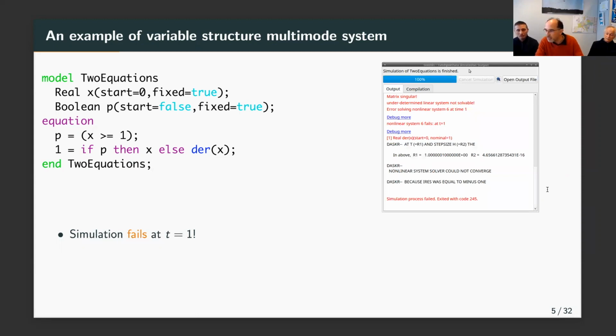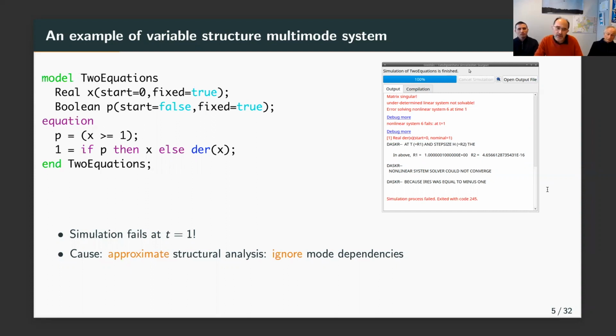So when the Boolean switches from false to true, you get a division by zero error. Why is that? That's a bit weird. So let's see in detail the root cause of the problem. The problem actually comes from the structural analysis of this model that is performed by Modelica compilers.